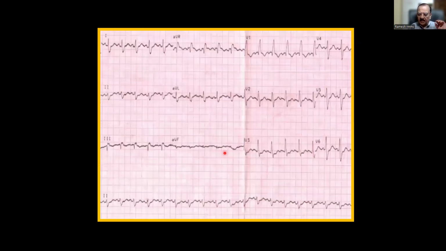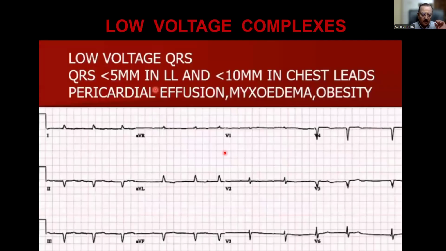The other abnormality that can happen in QRS is that sometimes you will find low voltage complexes. See this, all these QRS are very small, not like the previous ECGs. So what are the criteria to call it low voltage complexes? QRS amplitude less than 5 millimeter in limb leads. Limb leads are lead 1, lead 2, lead 3, AVR, AVL, AVF. In all 6 leads, the amplitude should be less than 5 millimeters. And in the chest leads, it should be less than 10 millimeters. If it satisfies this criteria, then you call it low voltage complexes.